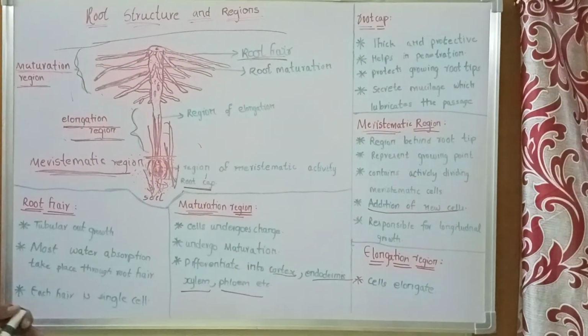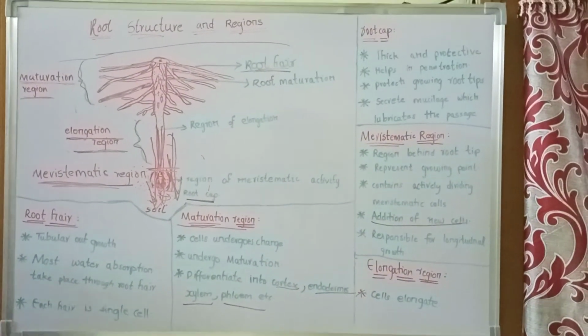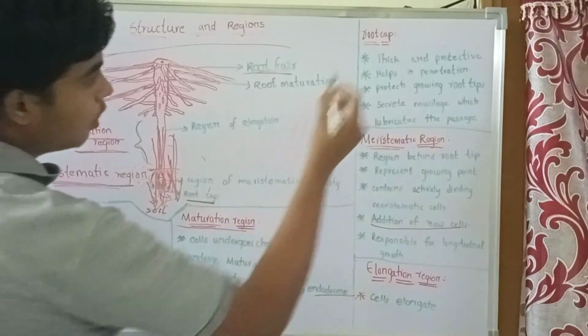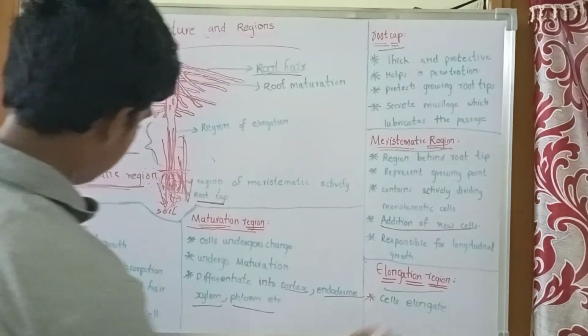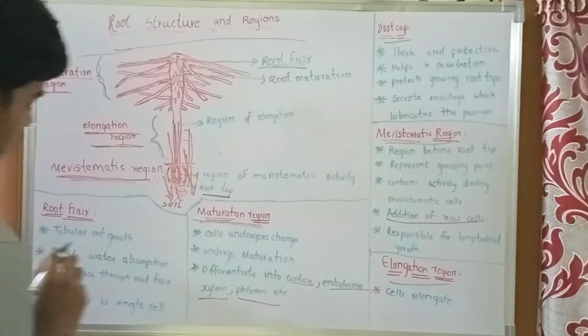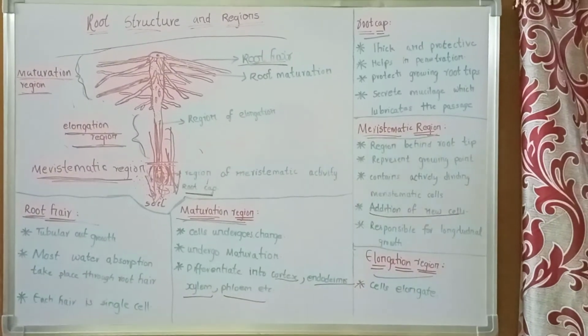So here we again recall our root structure and regions. The root cap is present, then the meristematic region, the elongation region, the root hair and the maturation region.